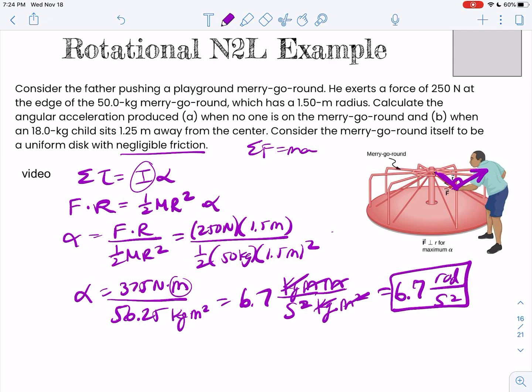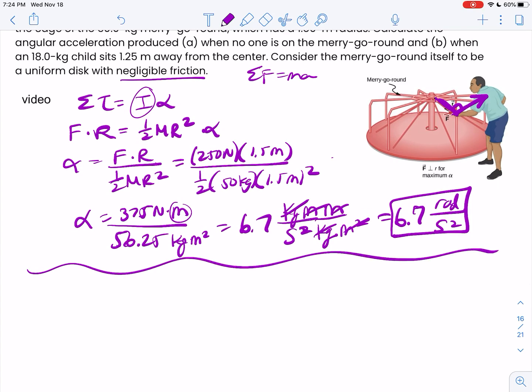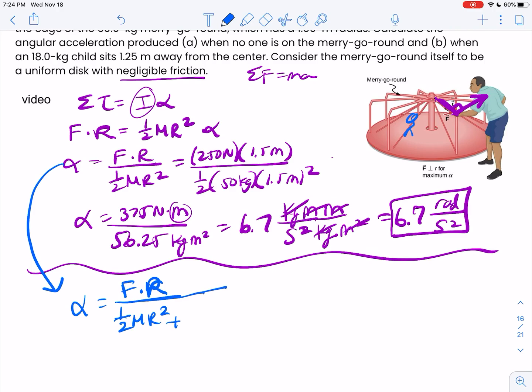Now, if we put a kid on it, we would expect that it's going to be harder to move. It's not going to accelerate as much if there's a kid on it. So when you add the kid, you're changing the rotational inertia. I'm just going to start from this line because the dad still is pushing the same. But now we have the rotational inertia of the merry-go-round plus the kid sitting a distance away. That's like an mr squared point mass, and this is m of the kid now.